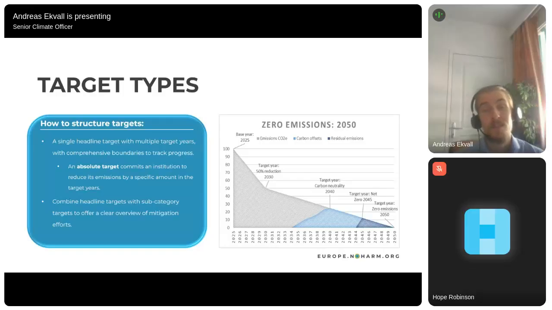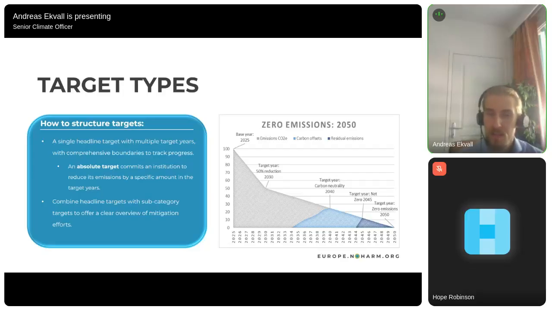Finally, let's explore target types, or rather how we structurally organize our targets. If it is your first target, I recommend establishing a single headline target across multiple target years. For the structure of the target, I recommend an absolute target, which commits your institution to reducing its emissions by a specific amount by each designated target year.